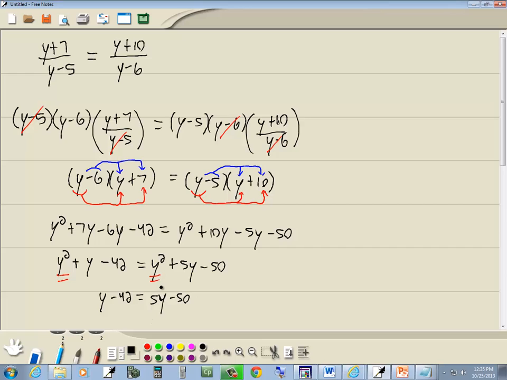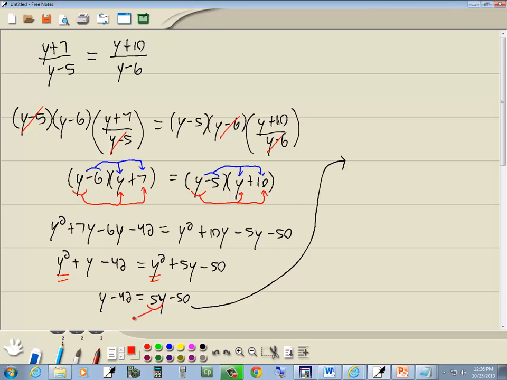Let's say you don't remember that. A little trick: if you go ahead and get everything over to one side, it's going to be obvious. The y squareds will disappear, and you're going to be left with a linear equation. And to solve a linear equation, we go through our steps. First step is to get rid of parentheses. Don't have any. Second step is to get rid of fractions. Don't have any. Third step is get everything with y on one side, everything else on the other side.